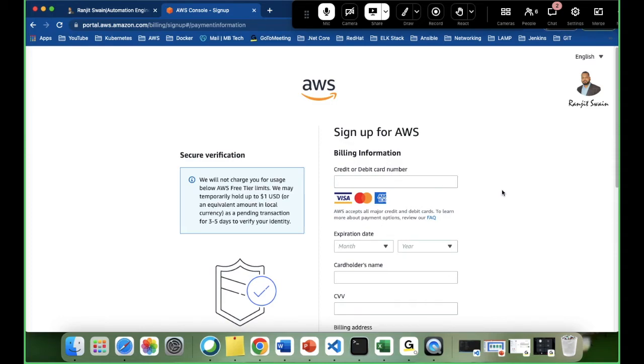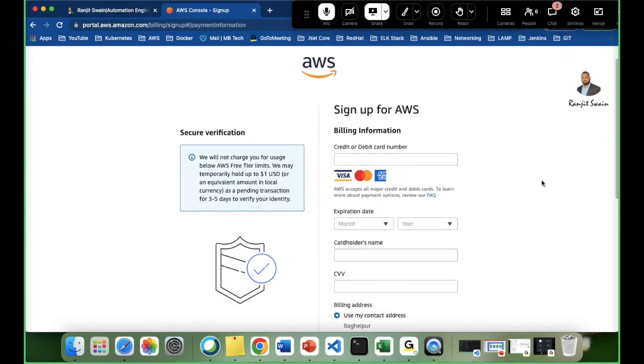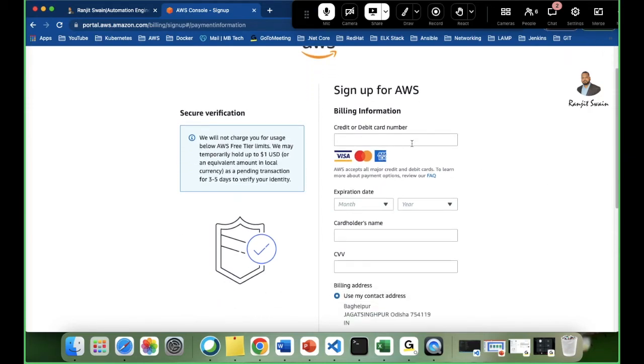Continue. Here is something very important to remember. They will ask you to sign in for the billing information. You have to provide your credit card or debit card information. Why do they need all this? Because if you use services which are not free, or use services beyond the free usage, they will charge you.